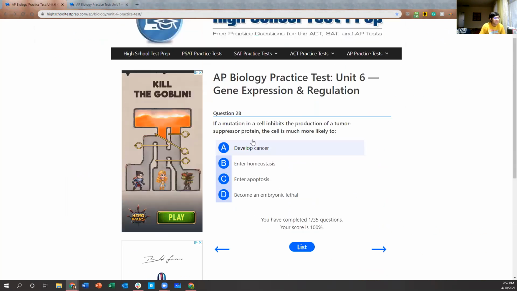Okay, 28. Mutation in the cell inhibits the production of tumor suppressor gene. So tumor suppressor helps prevent cancer. So if it's inhibiting tumor suppressant, then it will develop cancer. Yeah.